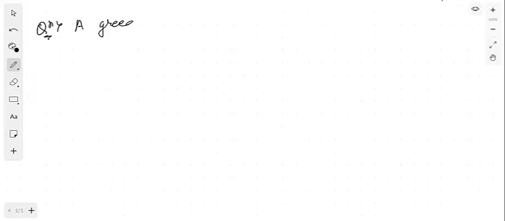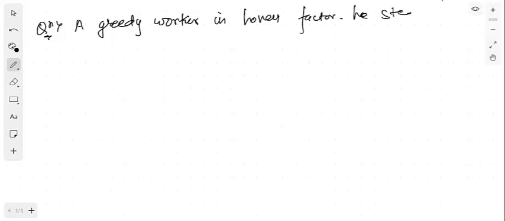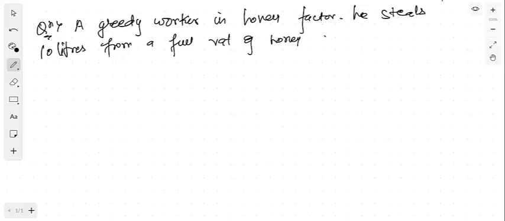Question is, a greedy worker in some honey factory steals 10 liters from a full vat of honey and replaces it by water.